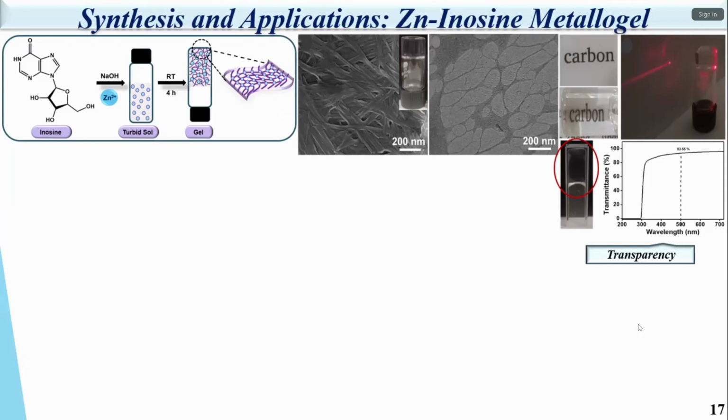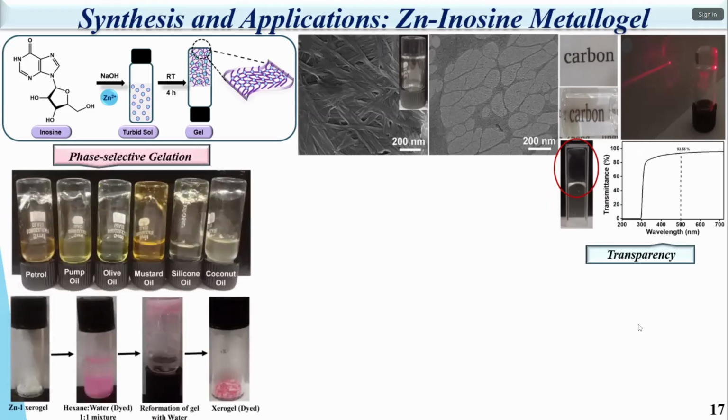We are also trying to fabricate this metal gel on a glass substrate, and this is almost transparent, so we can use it as an alternative to ITO if it gives us good conductivity. So this can be used for a transparent conducting film as well.